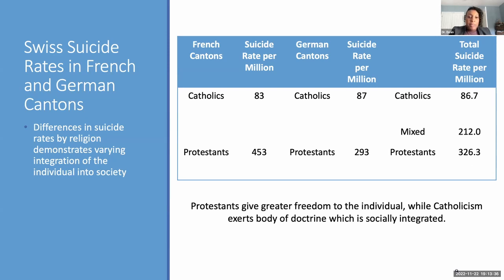Part of the reason that he believed this is because of the fundamental doctrines in each of these religions. Protestants, he believed, gave freedom to the individual, while Catholicism talked about social integration. Essentially, he believed that under Protestantism, people were too individually focused and isolated and weren't reliant on their social networks as much. And because they were less socially integrated, this led to greater isolation and higher rates of suicide.